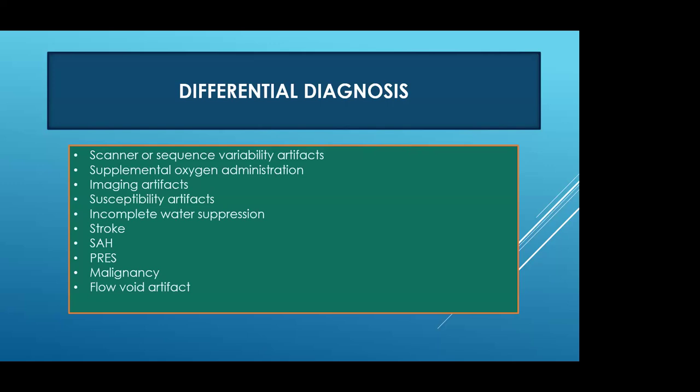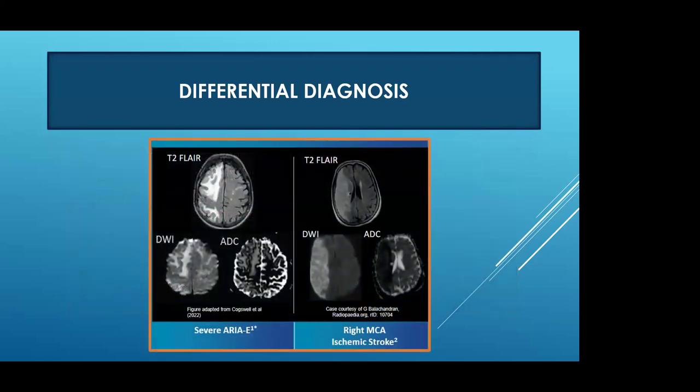Stroke, we saw that in the very beginning. We need to make sure we understand exactly what sequences we need to use and how we rule out strokes for these patients. Subarachnoid hemorrhage, posterior reversible encephalopathy syndrome, malignancy, and the flow void artifact that we can also see from some of the images. I did bring, very briefly, some images illustrating what we were talking about.